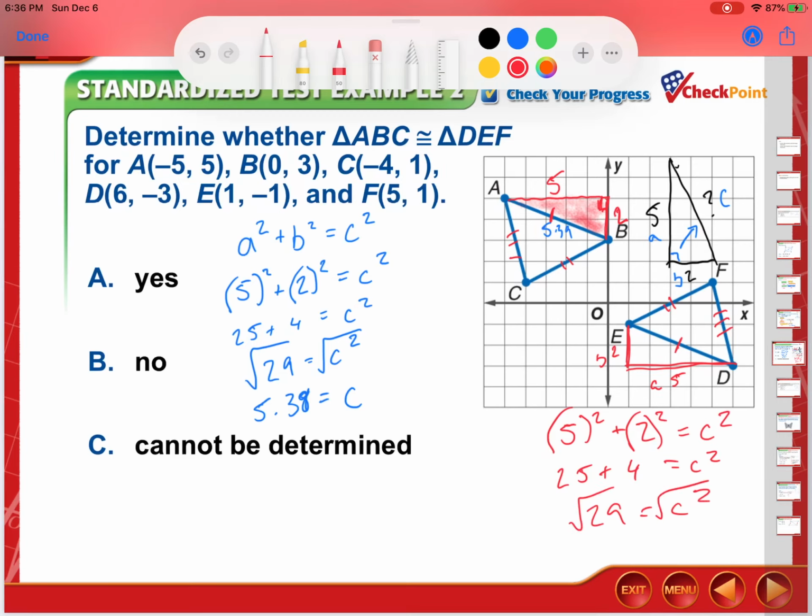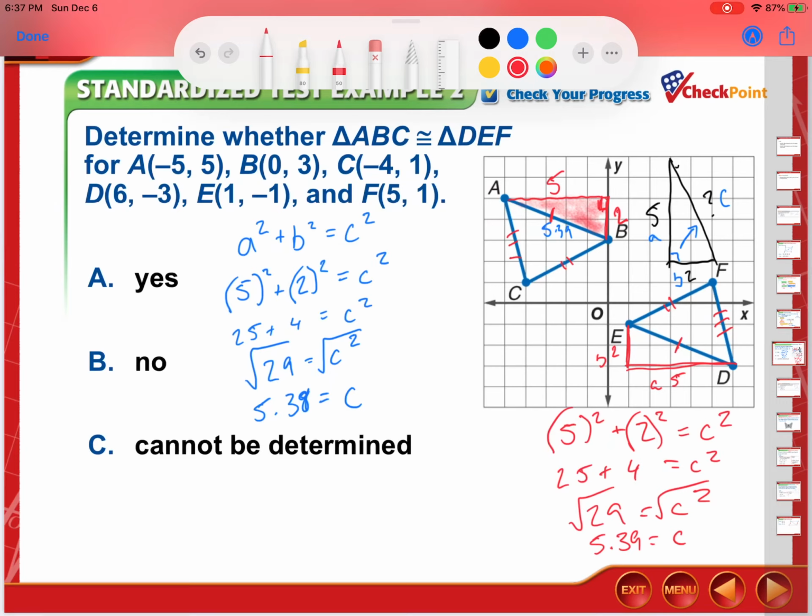Now we work this out again, we get 25 plus 4 equals c squared, and we get 29 equals c squared. Then we take the square root of both sides, and we're left with 5.39 equals c. Okay, those are the same. Perfect. That side checks out.